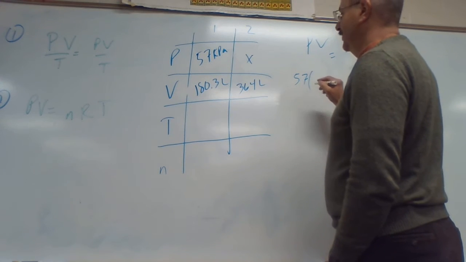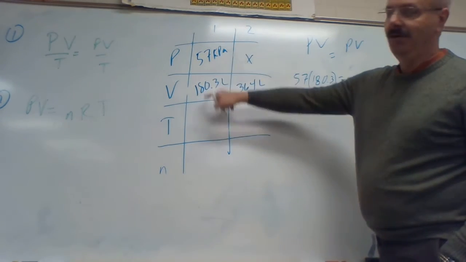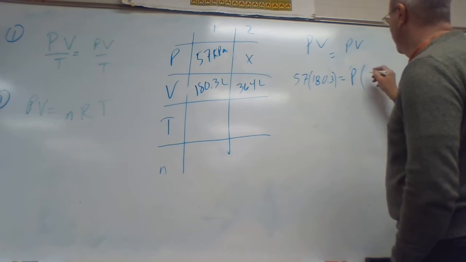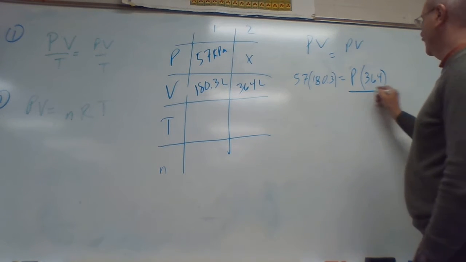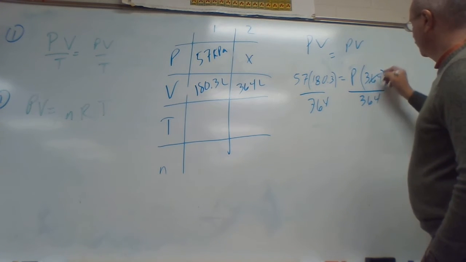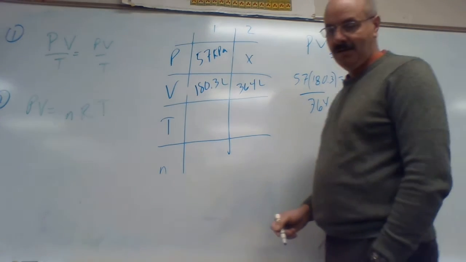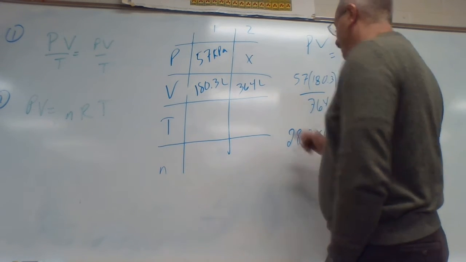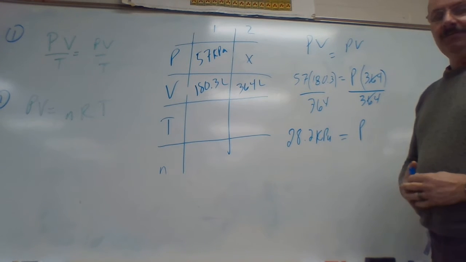Put stuff in: 57 times 180.3. That's side number 1. Then side number 2 has P, which is my X, times 364. From there I have to solve for P, or X, so I divide both sides by 364. That lets me get rid of these, and I get the pressure, or X. If you multiply this out and divide it, you should get 28.2. That pressure went way down because we made the container way bigger. That's my answer for that one.